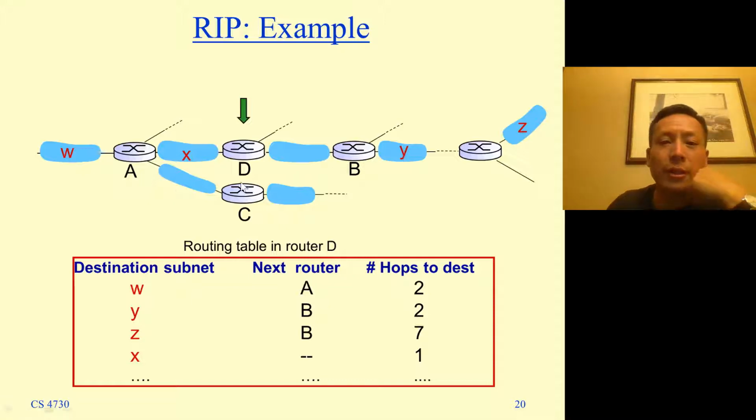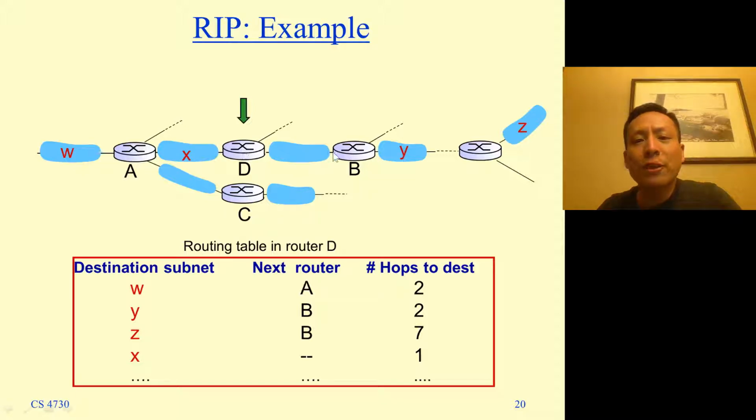So you can see the routing table of this router D. What it has is, if router D sees the destination address fall into the range of W, the next router should be A, because it needs to throw it to A and then deliver it, right? So it's going to take 1 hop, 2 hops, right? So you can see the next hop is A, and the hop count to the destination is 2. Makes sense, right? So the first entry makes sense.